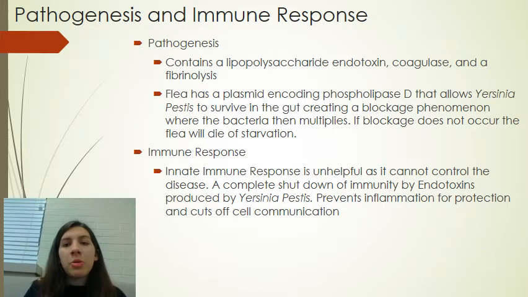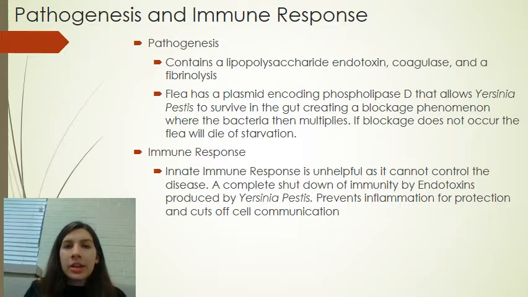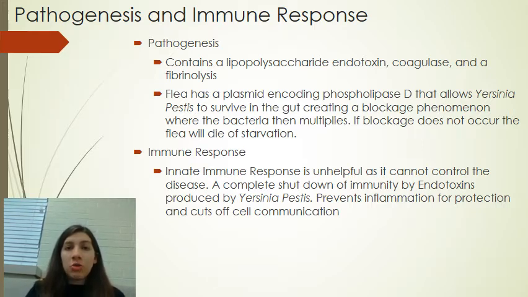Bubonic plague contains a lipopolysaccharide endotoxin that allows it to protect itself from our immune system. It has a coagulase and a fibrinolysin. The flea contains a plasmid-encoding phospholipase D that allows Yersinia pestis to live inside the gut of the flea. So when it takes a bite of a rat or a feral dog or cat, and it takes in the blood from their system that contains the Yersinia pestis, instead of being digested and gotten rid of, it's kept in the gut, and the bacteria stays in there, grows and multiplies, and creates this blockage phenomenon.